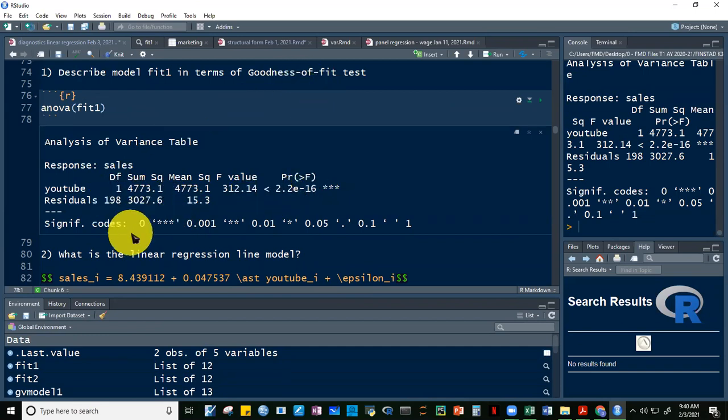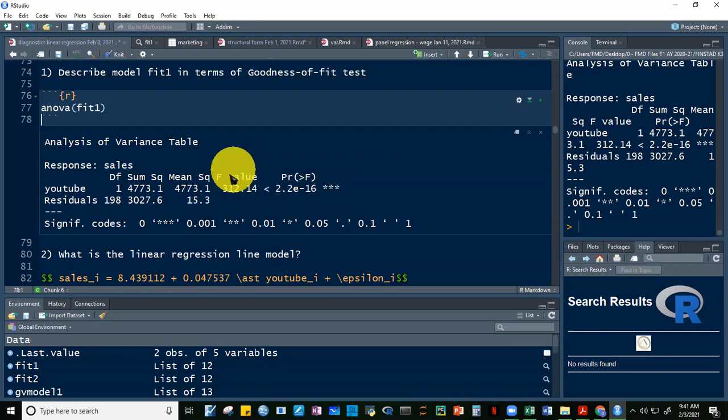So we have here the degree of freedom, sum of the squares of your regression, sum of the squares of your residuals, MSR, MSE, F value, and then the P. If you recall, guys, yung MSR, MSE, this can be computed by the sum of the squares divided by the degree of freedom. So 3027.6 divided by 198, that gives you 15.3. And then to get the F value, just divide the two: 4773.1 divided by 15.3.